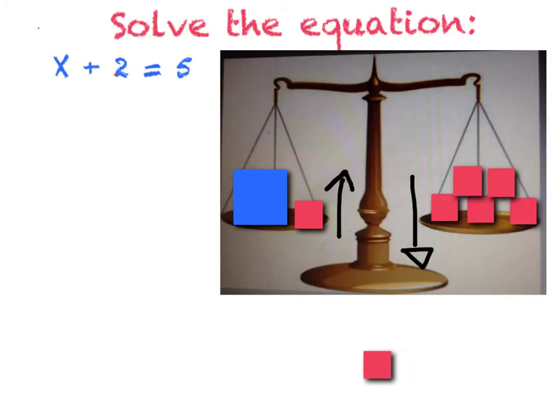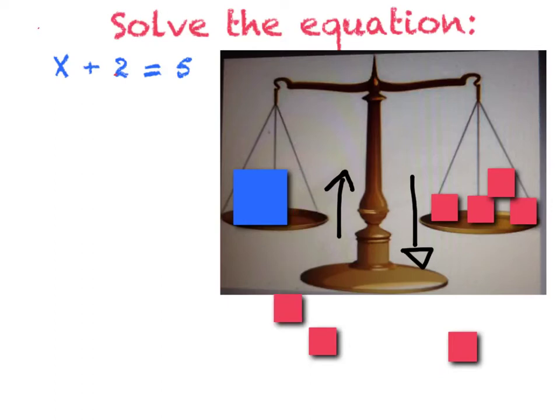So if I take away one from this side, from the left side, I'm also going to have to take one away from the right side. Now I've met back in the middle again. But I still have that x along with one more box, so I'm going to need to get rid of it. I want to get x all by itself.